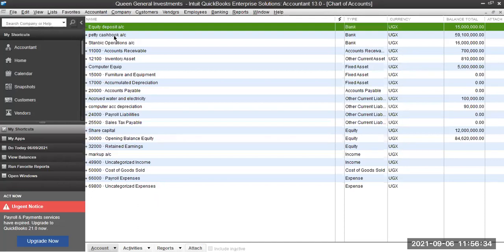So you see our petty cash book has reduced by 900,000. So if it was the 60 M and we remove just 900,000, that means we shall remain with 100,000.